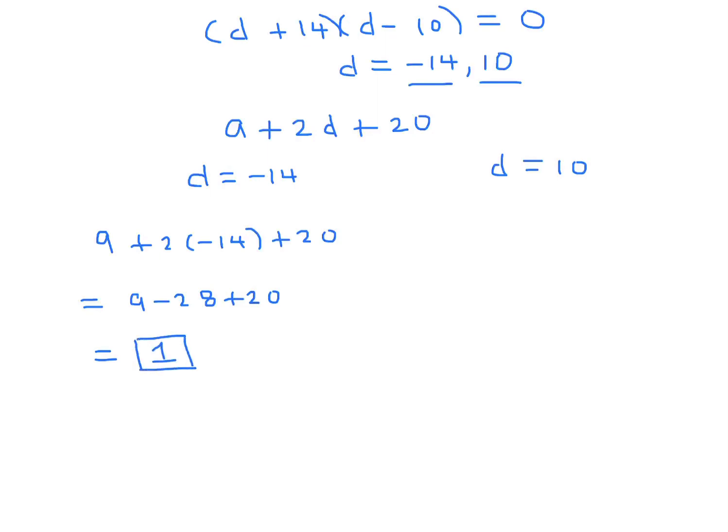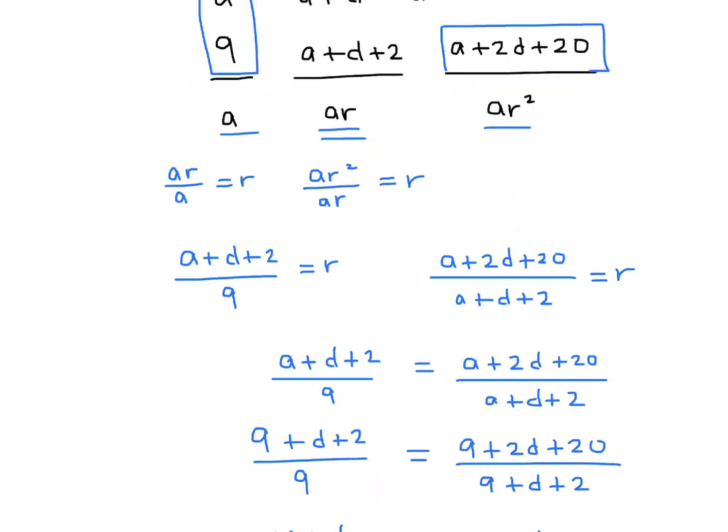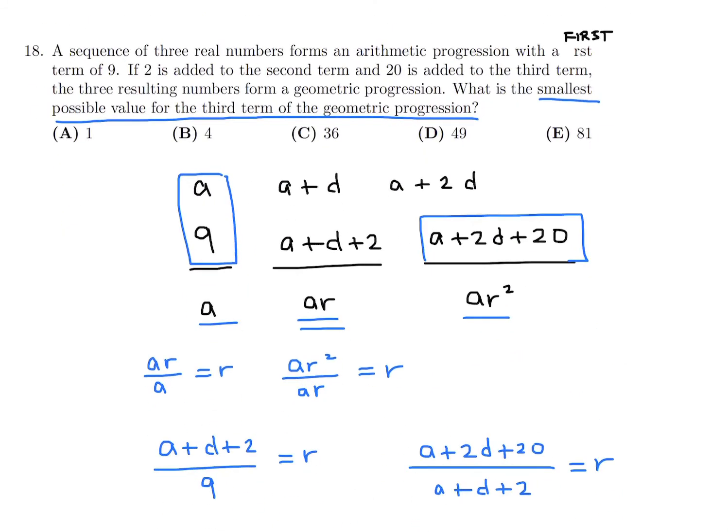Okay? Let's try D equals 10 now. So it'll be 9 plus 2 times 10 plus 20, which is 9 plus 20 plus 20, and this is 49. So the smallest of these obviously is 1. And therefore the answer is 1, and number 18 is A.